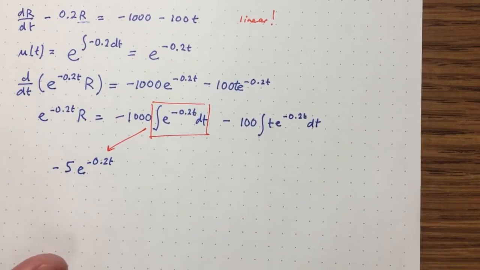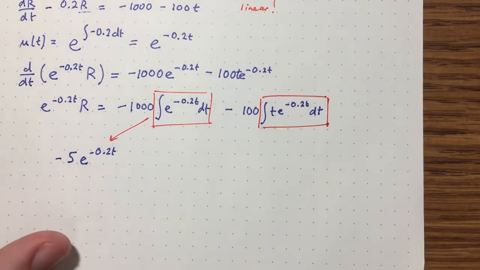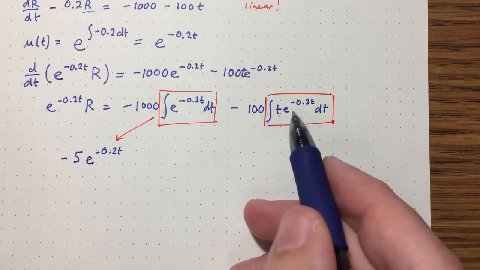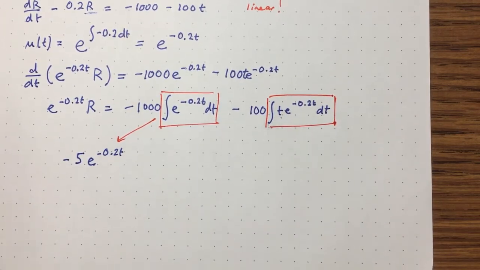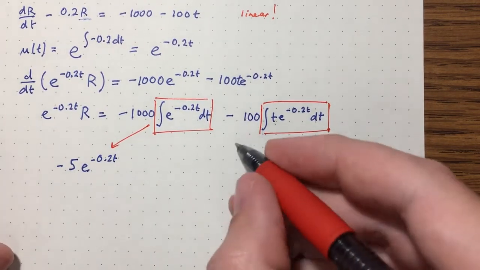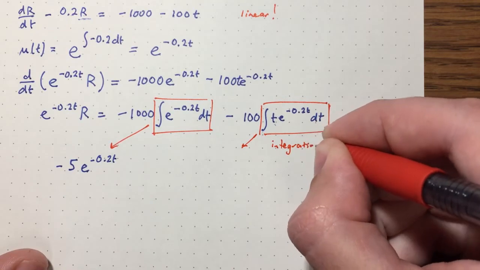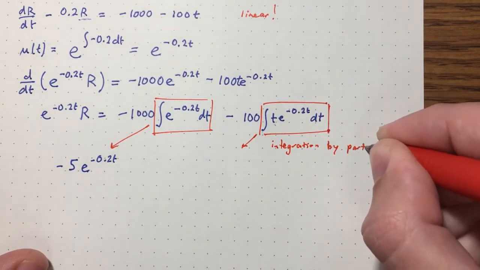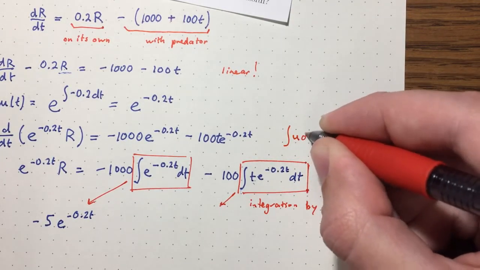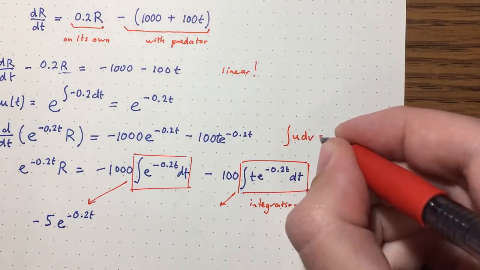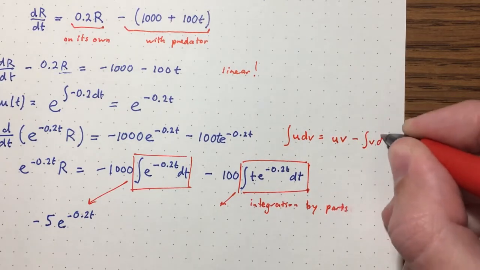And this one is where we're going to have to use integration by parts. Integration by parts is if you have a product of two functions, and those functions don't necessarily look like each other. Right here we have a linear function times an exponential. That's a good sign you're going to need to use integration by parts. Let's just review that really quick. So integration by parts, we have the following formula. If we have an integral of u dv, we can actually rewrite that as uv minus the integral of v du.